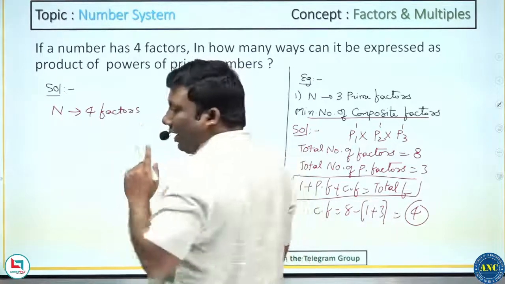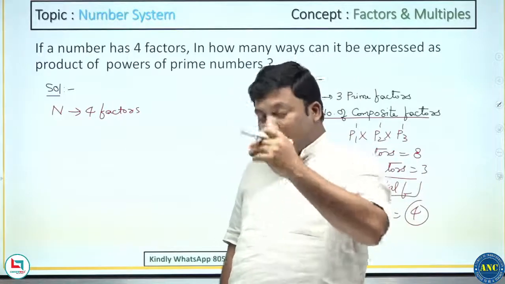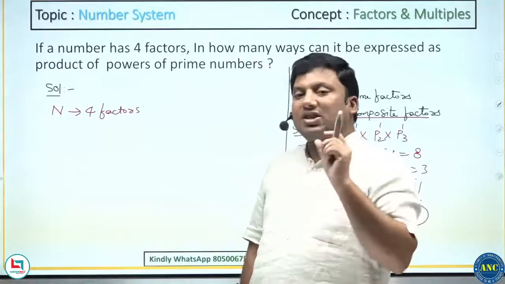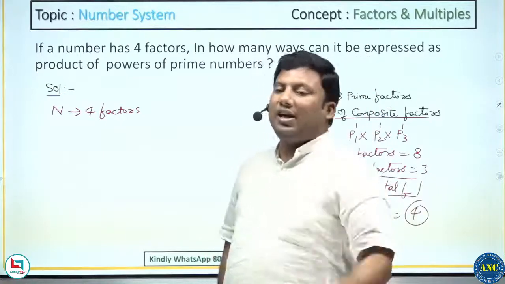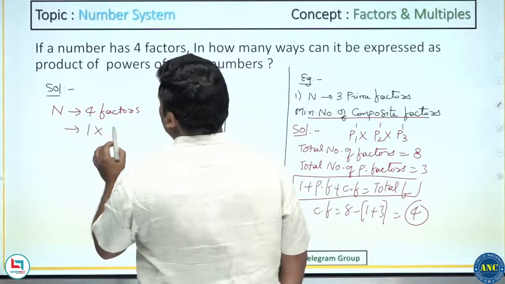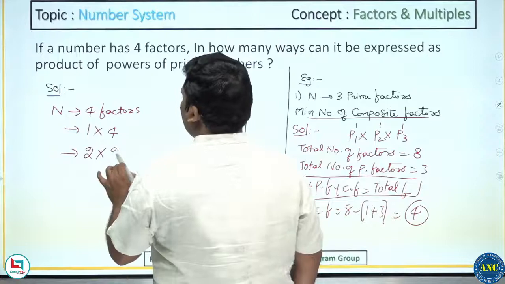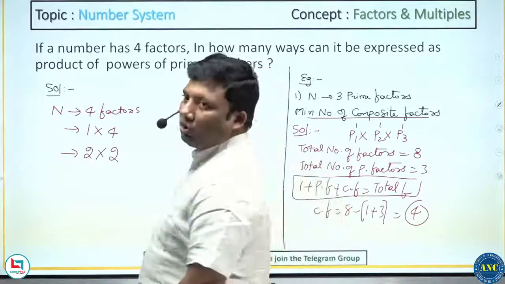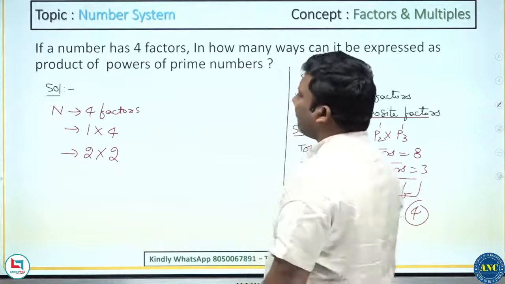4 factors. I told you, if the number of factors are given in the question, split it into elements such that every element, at the lowest possible, should be a prime number. So 4 factors can be written as 1 into 4 or as 2 into 2. You cannot split 2 further because 2 is a prime number.